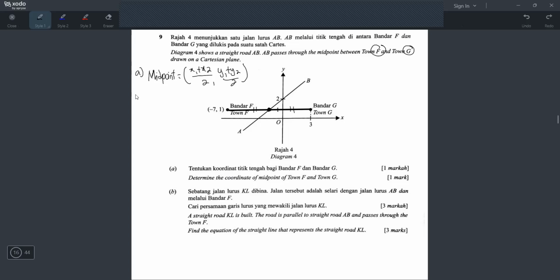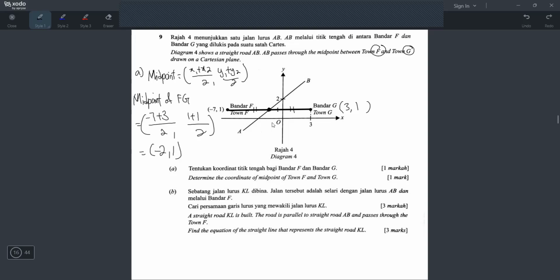So how to find midpoint of FG? It will be bracket x plus x divide 2, y plus y divide 2. And we have to take the FG coordinates and add them. So what is the coordinate of G? 3, 1, right? So how to find the midpoint? X coordinate plus X coordinate first. So -7 plus 3. And then Y coordinate plus Y coordinate, which is 1 plus 1. So -7 plus 3 is -4, divide 2 is -2, 1 plus 1 is 2, 2 divide 2 is 1. You can use your calculator to help you.